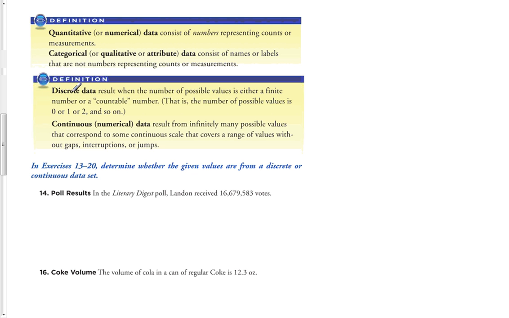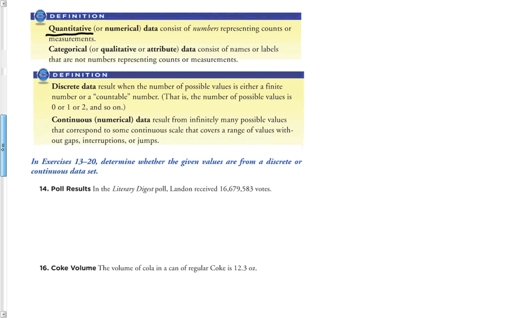We also want to draw a distinction as far as quantitative data goes. There are two types of quantitative data. One type is discrete data, and it results when the number of possible values is either a finite number or a countable number. Continuous data results from infinitely many possible values that correspond to some continuous scale that covers a range of values with no gaps or interruptions or jumps. These gaps, interruptions, and jumps are really the distinction between continuous and discrete data.